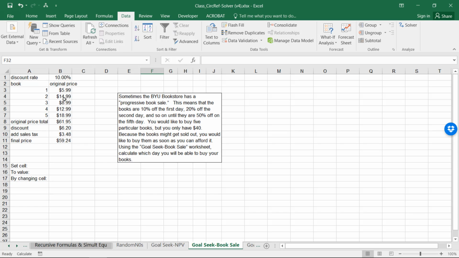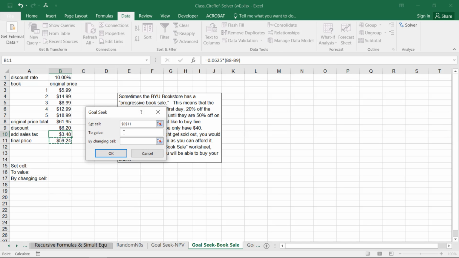So here we have the cost of those 5 books, the discount rate up here, the total price minus the discount of what I have, and then we add sales tax and final price. You can't get rid of that sales tax, unfortunately. Go ahead and try to figure out what day you should buy the books. Did you say day 4? Let's work it together.